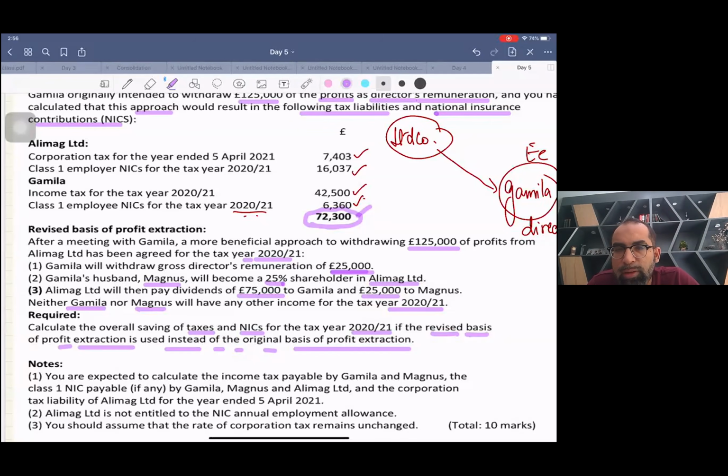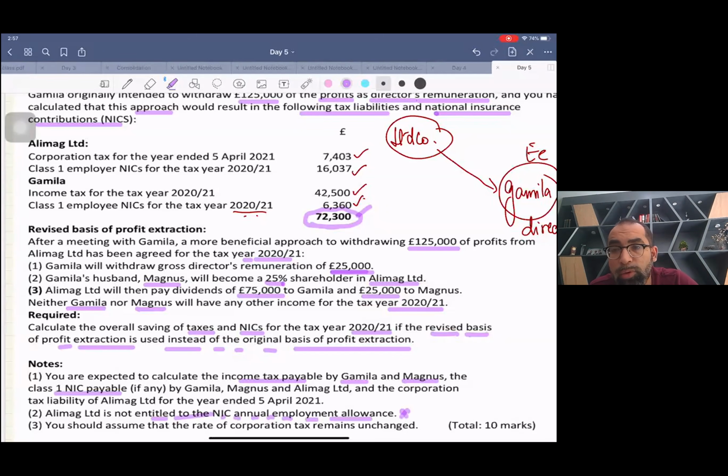Students, always read the notes. You are expected to calculate the income tax payable by Gamila and Magnus, and the Class 1 NIC payable, if any. Alimag Limited is not entitled to the NIC annual employment allowance. There is no annual employment allowance available.